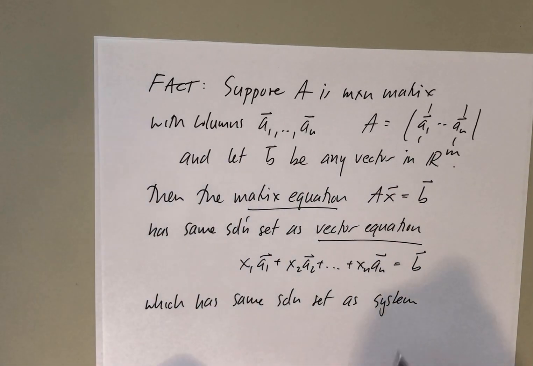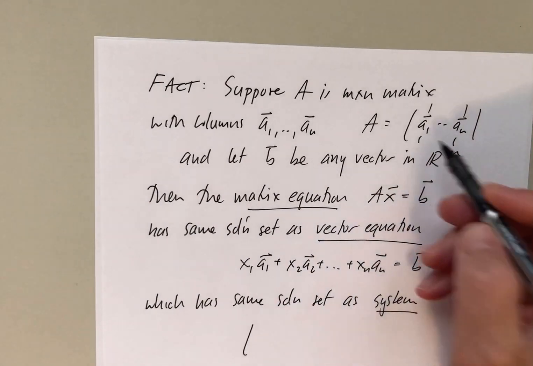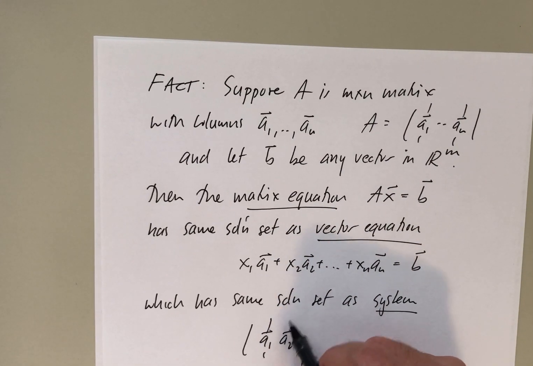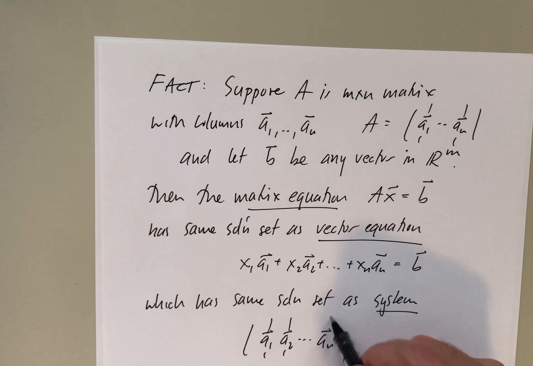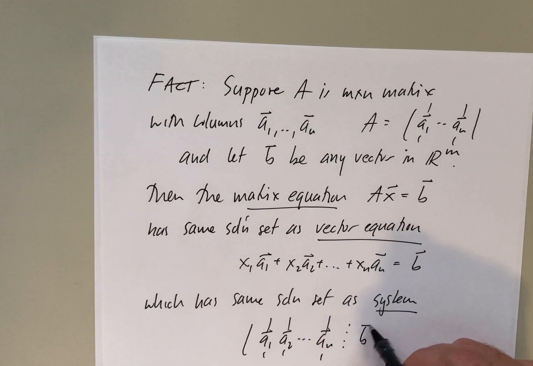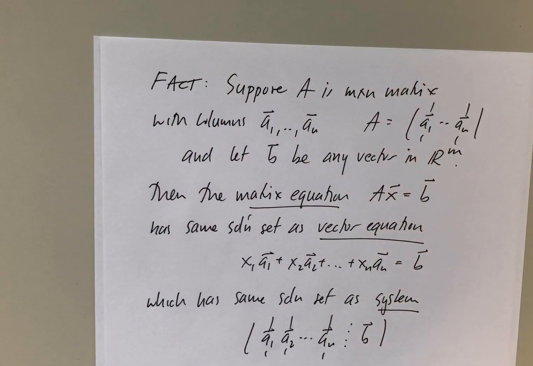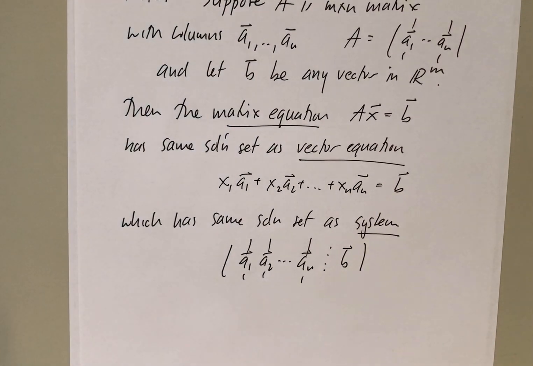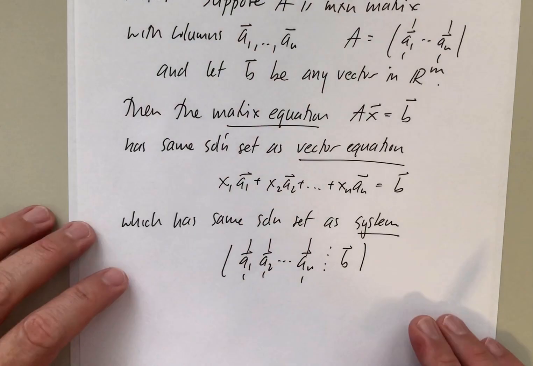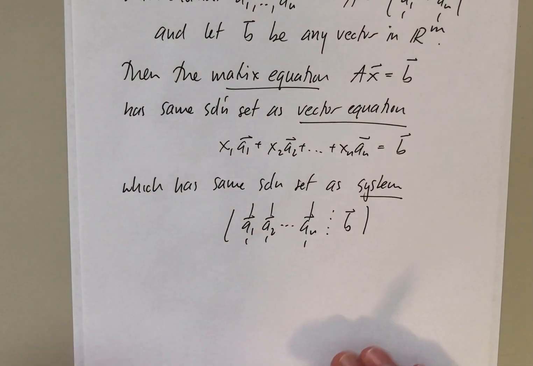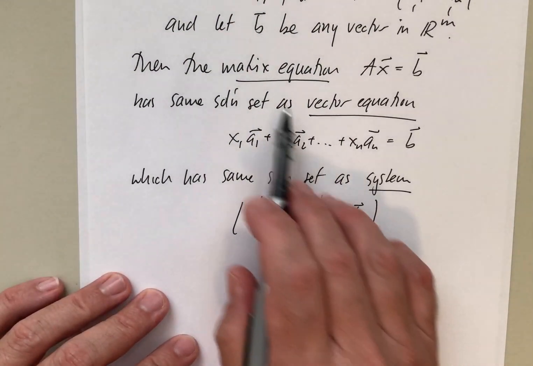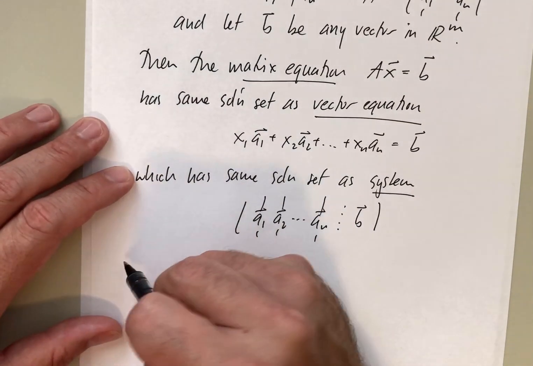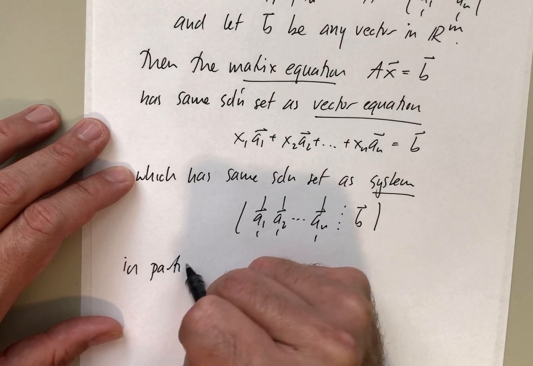And what's the system going to be? Well, you take the matrix A, I'll write it as its columns, A1 through An, and I augment that with b. And this is my system that I'm representing as an augmented matrix. Again, this is not really anything new. This is more or less translating what we had from last time, in addition to this extra encoding as a matrix equation.